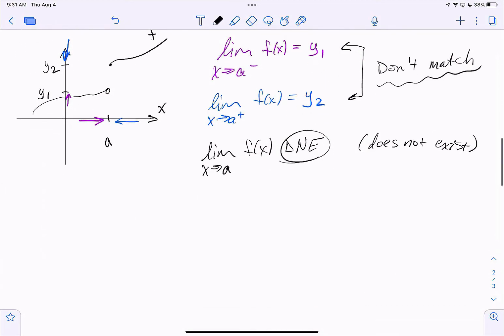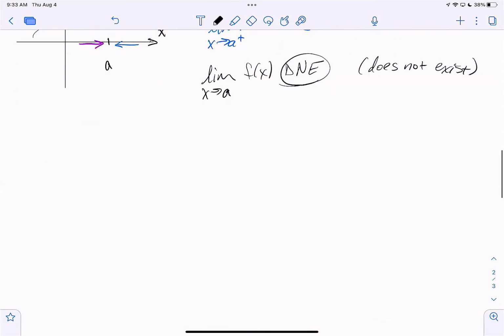So having left side and right side limits that don't match is one way that a limit can fail to exist. To consider another way in which a limit can fail to exist, we're going to consider the function f of x is equal to the sine of 1 over x. And in order to consider what's going on here, we're actually going to think about y equals the sine of x. Bear with me here.